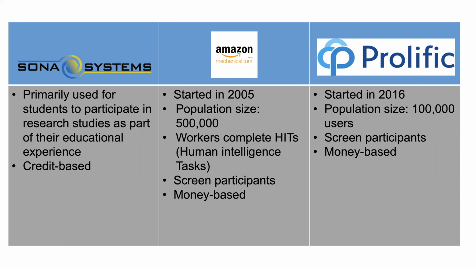So Amazon MTurk is probably one of the most popular ones. This started in 2005, and it has about 500,000 workers. They call their participants workers, and instead of having workers complete experiments, they complete what are called HITs, which are human intelligence tasks.